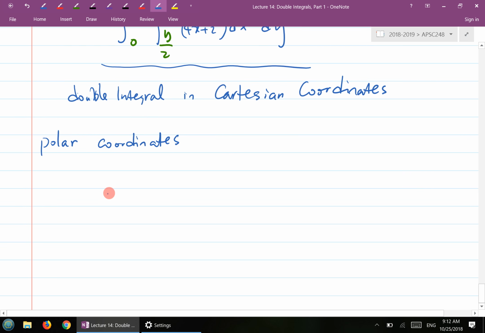So what are polar coordinates? Let me illustrate this first. Let's say you have a location point P and you want to describe it. I give the point P coordinates x, y. That's what we call describing the location point P using Cartesian coordinates.